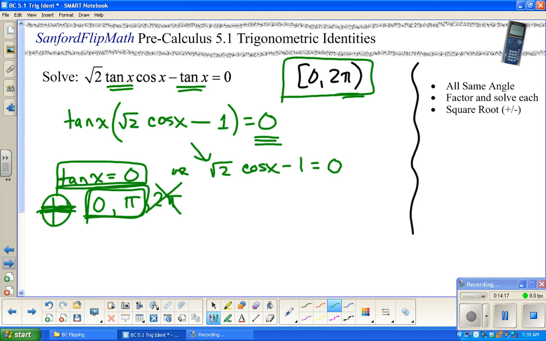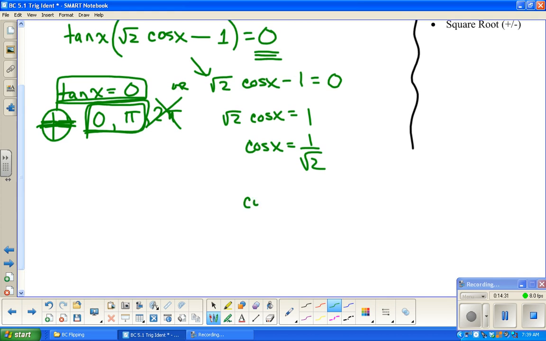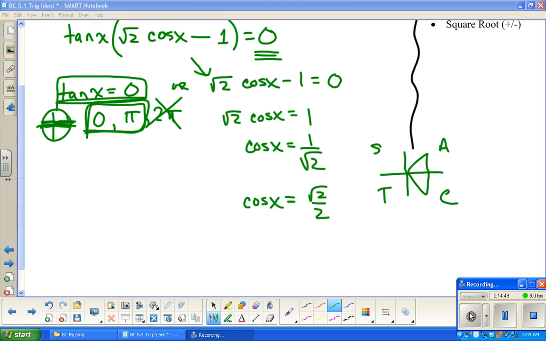Okay, so let's add 1 to both sides. Going to divide by the square root of 2. Now, we're not stopping here, so we really don't need to simplify this, but I know most of you are going to be a little more comfortable in recognizing that this is the same thing as the square root of 2 over 2. So cosine, square root of 2 over 2, where does that happen? Well, it happens in the first and fourth quadrants. Cosine's positive in the first and fourth quadrants. And you probably recognize that the reference angle for this ought to be a 45-degree angle.